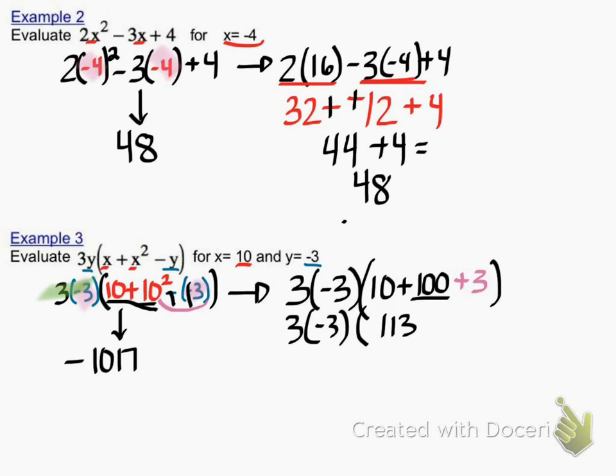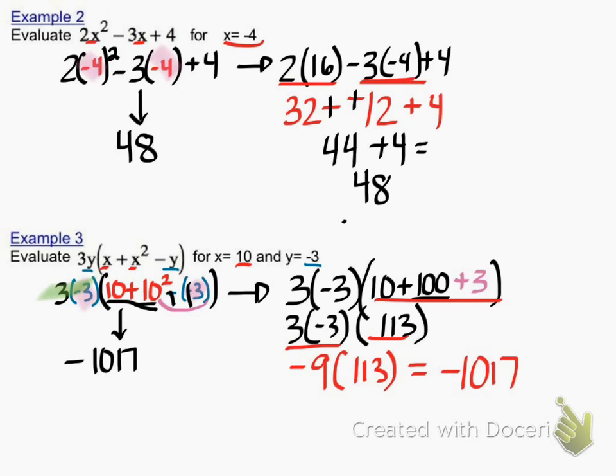Now I'm going to continue on my path and copy down the multiplication that's in front, 3 times negative 3, and I'm going to finish the parentheses, and I get 113 inside the parentheses after adding. Now it's just multiplication. So 3 times negative 3, negative 9, and then I'll times it by 113, and I'll get negative 1,017. So hopefully you got the same answer as I did. If you didn't, again, ask your teacher because you're making a mistake.